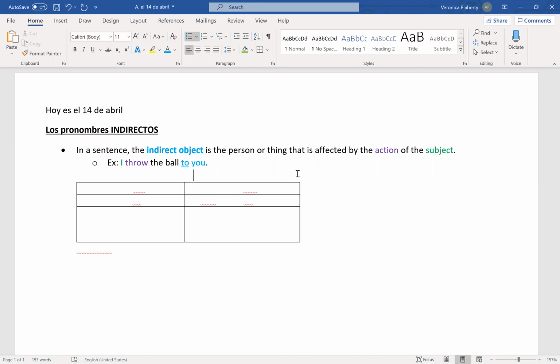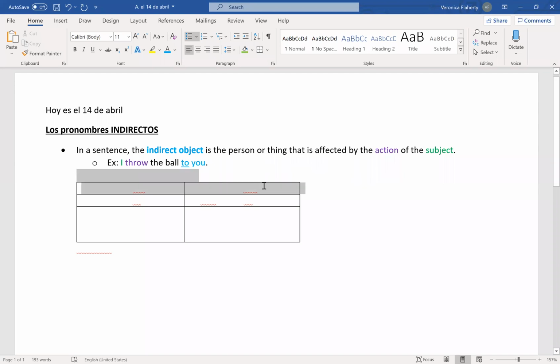So I throw the ball. The ball is directly affected by the action. To you, you're also affected by the action, but after. Okay? So in an indirect way, if I didn't throw the ball, you wouldn't be affected. Does that make sense? Okay. So in sentences with indirect objects, there's usually a direct object too, almost always.